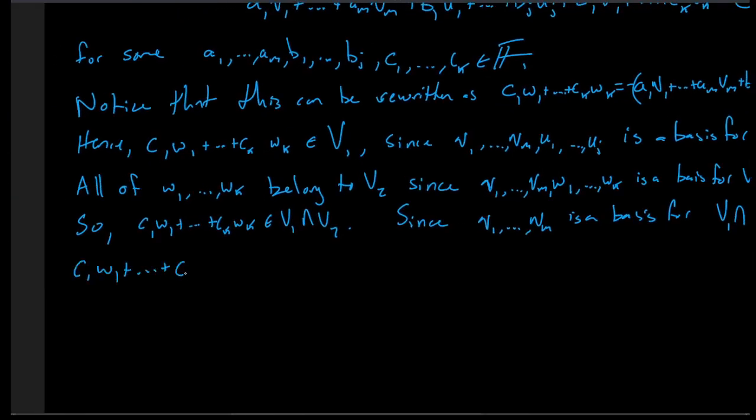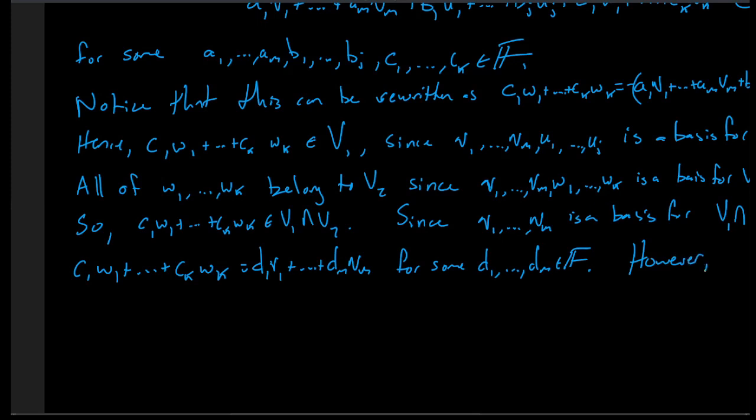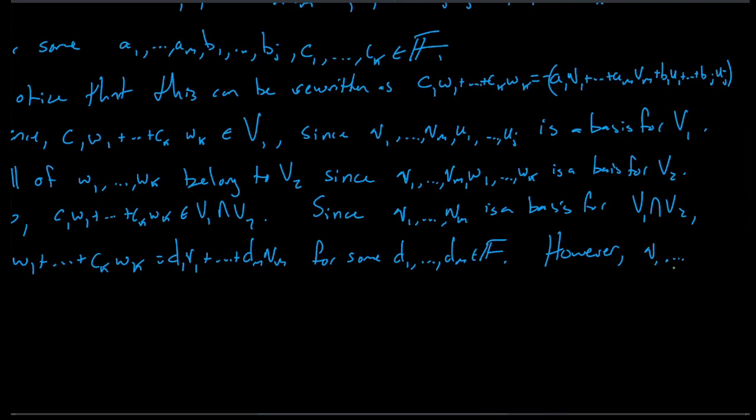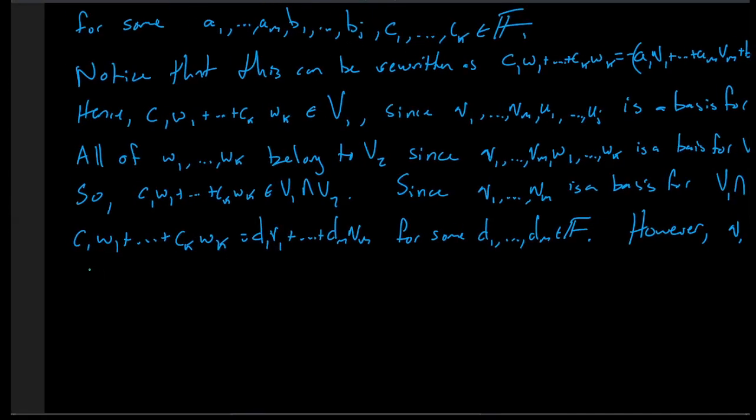C1 W1 plus all the way down to CK WK is equal to, one more set of coefficients, D1 V1 plus all the way down to DM VM for some D1 through DM in the field. That is, I've got an element of V1 intersect V2, and I've got a basis for V1 intersect V2, so there are some coefficients such that I can make a linear combination of those basis elements using those coefficients to get that element of the intersection. All right. Now, however, V1 through VM, W1 through WK is linearly independent since it is a basis for V2.